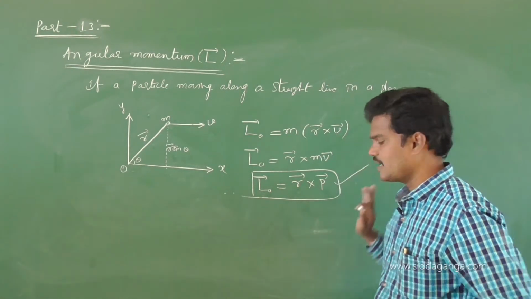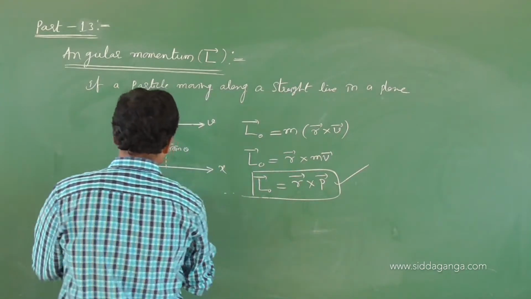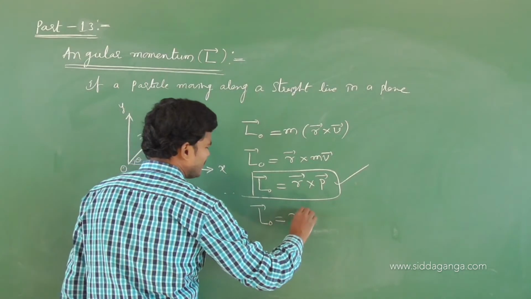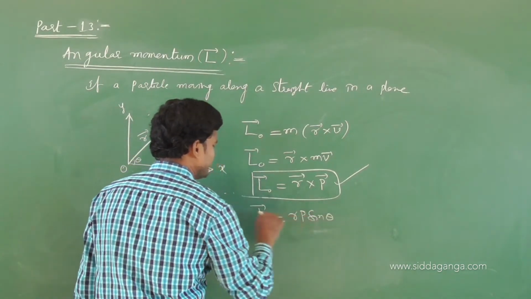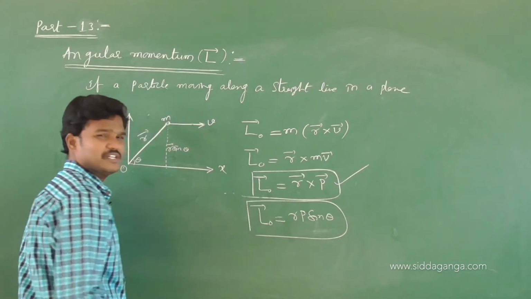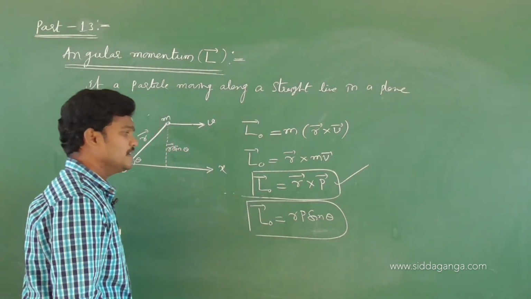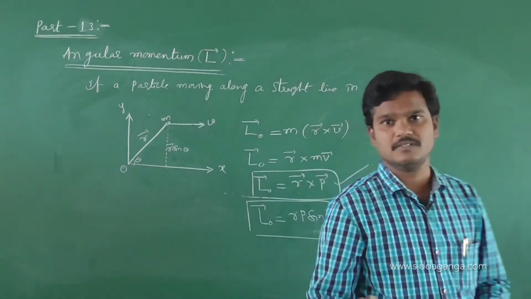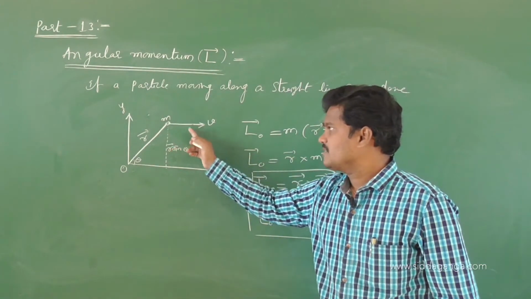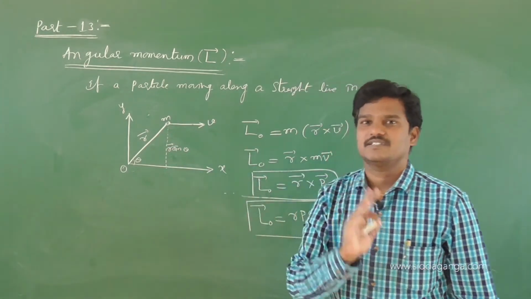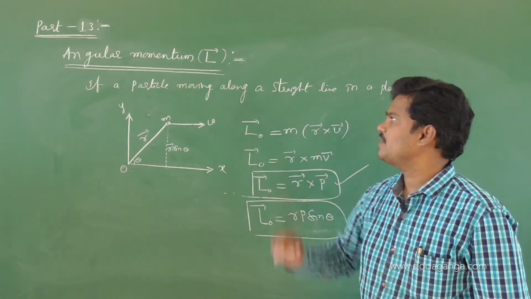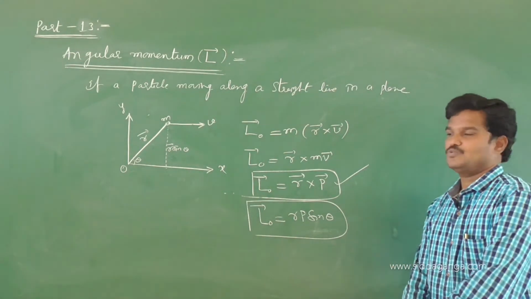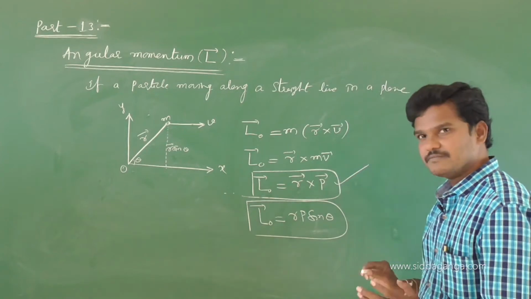This is the angular momentum equation about this point. We can write L about O as r p sin theta. If theta is 0, angular momentum is 0; theta 180, angular momentum 0; theta 90, angular momentum is maximum. So angular momentum is nothing but momentum into perpendicular distance. This is the case when the particle moves along a straight line. This is the main equation.